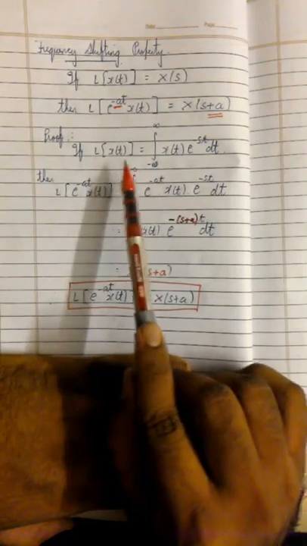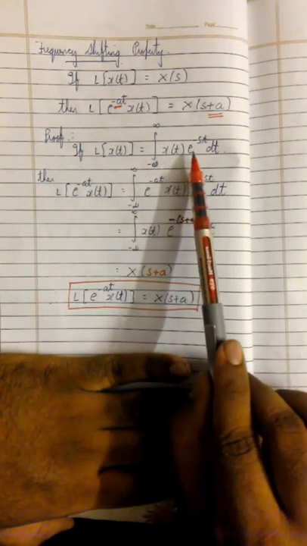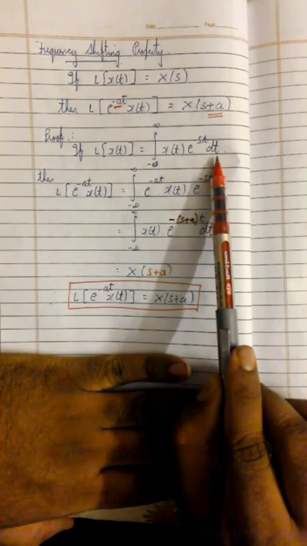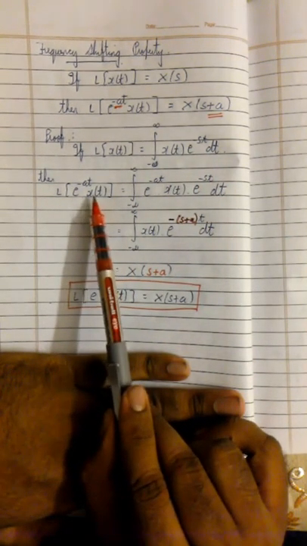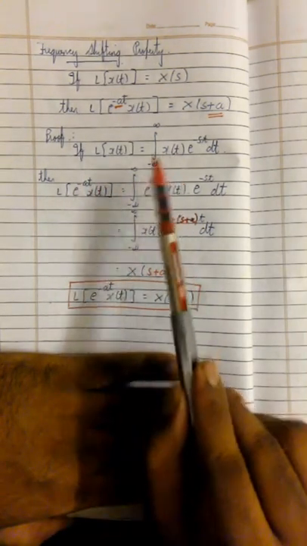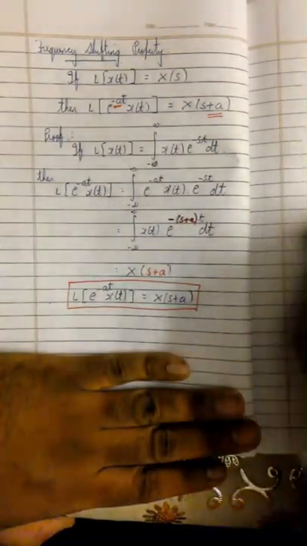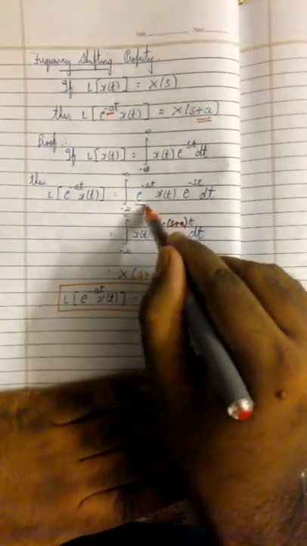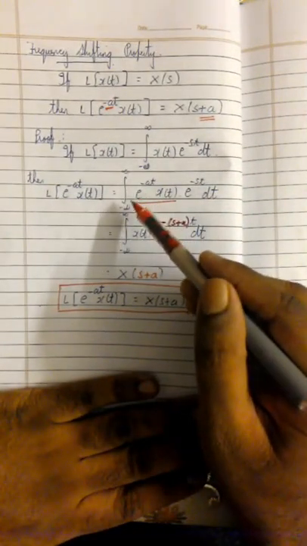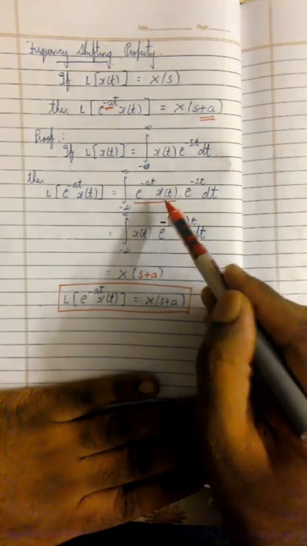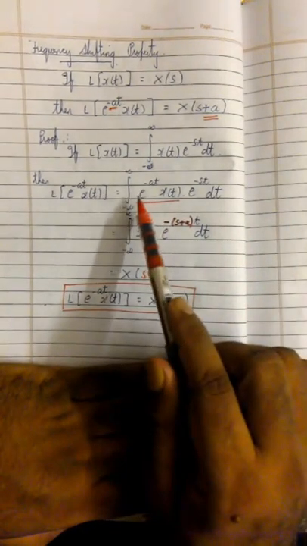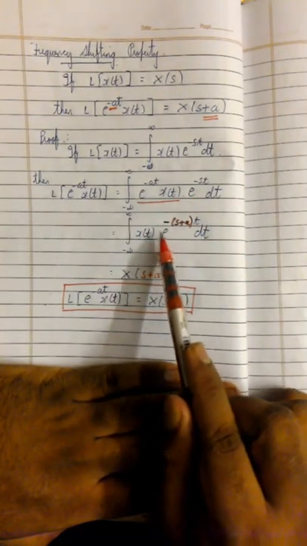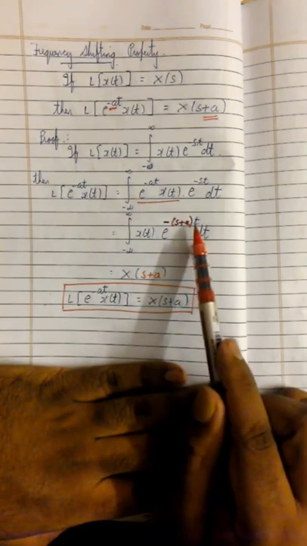So here's the proof. The Laplace transform of x of t, we all know, is the integral from minus infinity to plus infinity of x of t into e raised to minus st dt. Now I'm going to find the Laplace transform of this. All you have to do is simply replace this with x of t. So the Laplace transform of this is the integral from minus infinity to plus infinity of e raised to minus at x of t into e raised to minus st dt. Now I'm going to combine these two exponential functions. This becomes e raised to minus of s plus a into t dt.